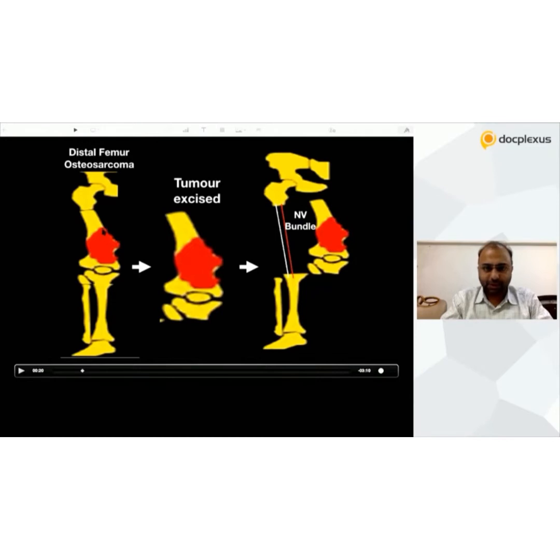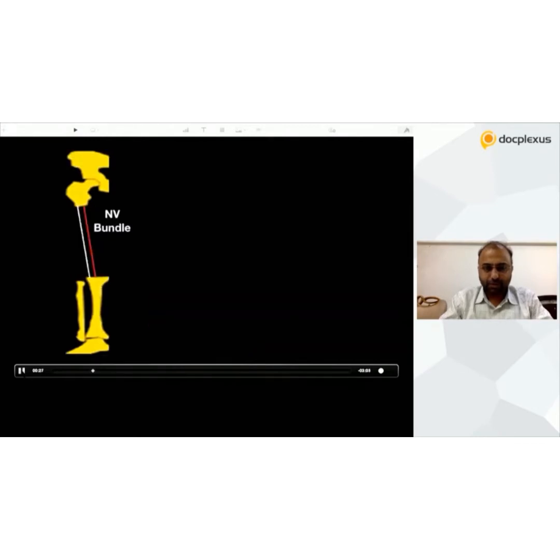I'll explain this procedure again. The tumor involves the femur or tibia. Here it's a tumor involving the femur, which is cut with good margins. This was the margin which was taken. This is the resected tumor. We have to protect and preserve the artery, vein, and nerve. So that is preserved, and this tumor is resected. The artery, vein, and nerves are preserved.